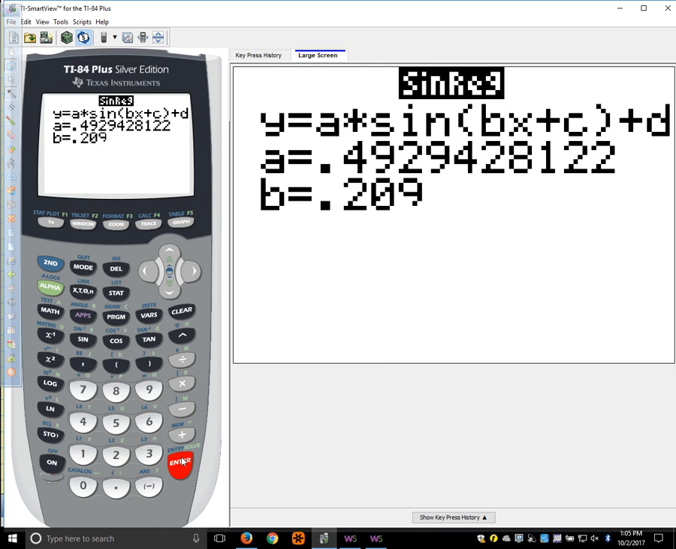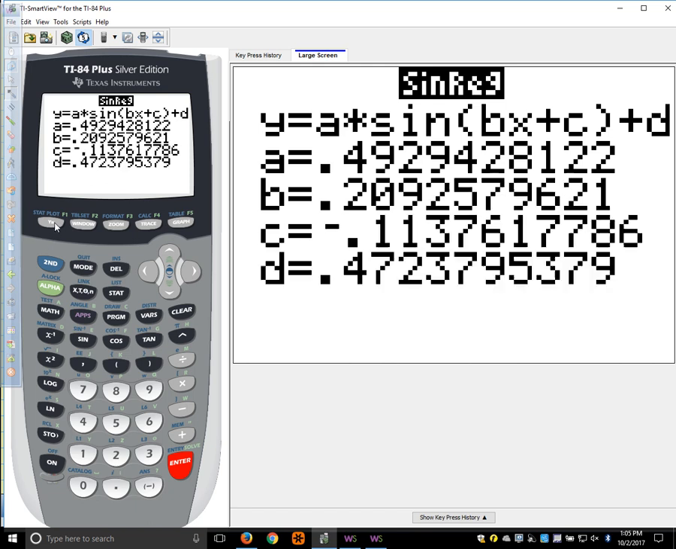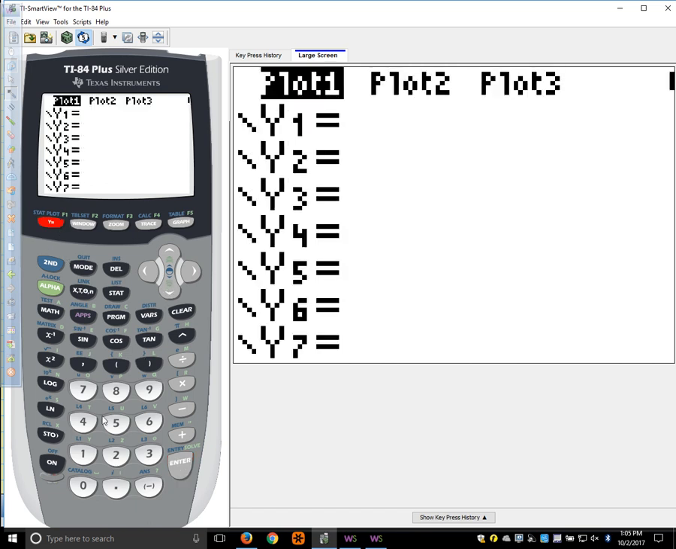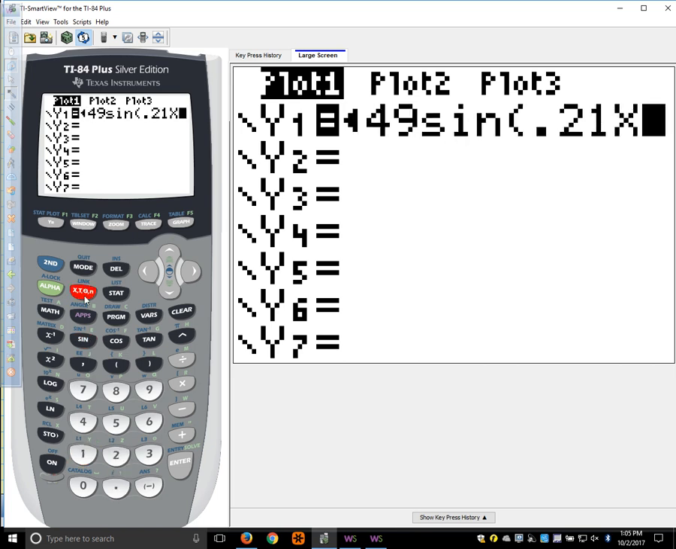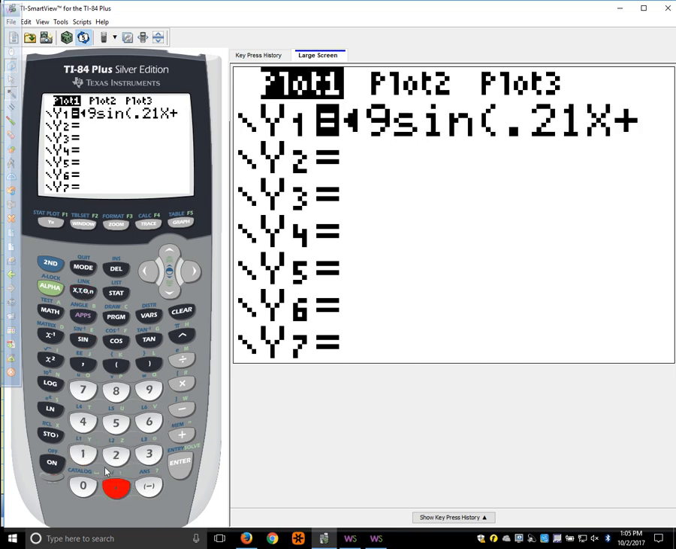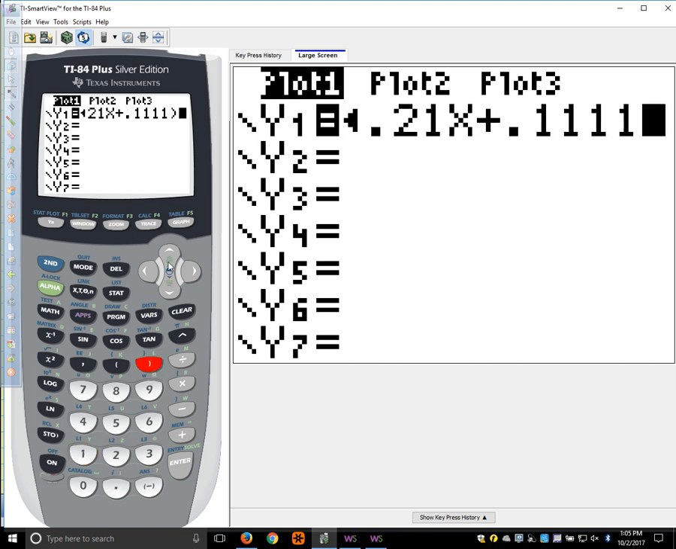And now I'm going to graph that equation on top of the data that we've already plotted. So I'm going to go to my y equals, and I have 0.49 sine 0.21 x plus 0.11. Close off the parentheses. Whoops, 0.111. That's okay. Plus 0.47. And I'm going to graph that. And there is the model for that data. And it's pretty good. It's pretty close there.